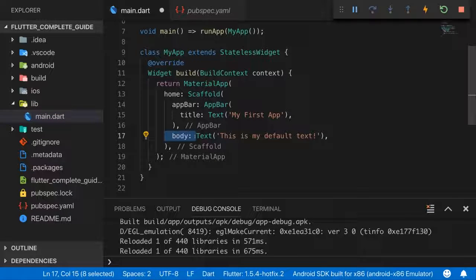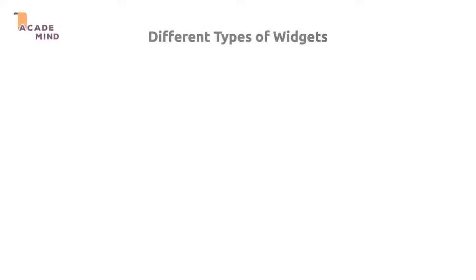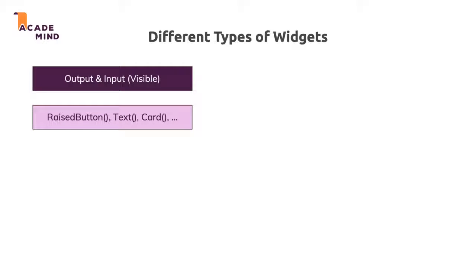So what can we do? I want to pass more than one widget. I want to have a text and a couple of buttons. For this, it's important to understand that we have different types of widgets in Flutter. We have the visible widgets, which are related to user input and to outputting data. Things like a button or a text or a card. And we have only seen the text from all these examples here thus far, but there are more widgets like, well, the raised button, which renders a button, and other widgets. And we'll see all of those throughout the course.